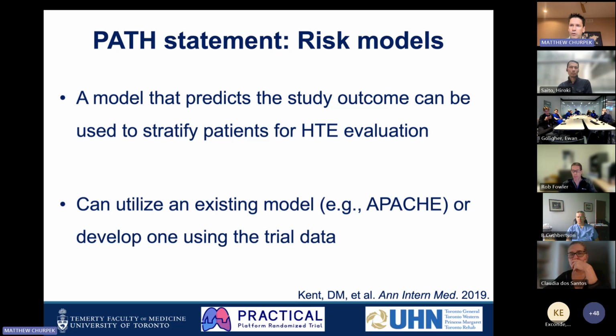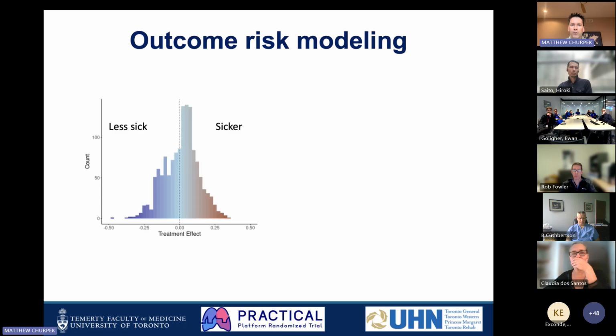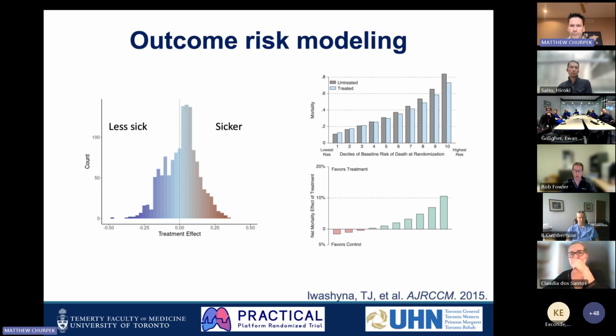For risk models, you could either use an existing model. In other words, if you're collecting the Apache score in your trial, you can then use that score in the trial, or you could develop your own risk model, taking the baseline characteristics to predict the outcome of the study, and then use that model developed in the trial. With outcome risk modeling, essentially what you're doing, again, going back to the original diagram, is that you're imagining maybe less sick patients are benefiting from the drug and sicker patients are being harmed, or vice versa. Essentially, you're trying to see if you're using the risk of the outcome as the stratification variable for these, as opposed to with subgroup analyses where you're using many other variables.